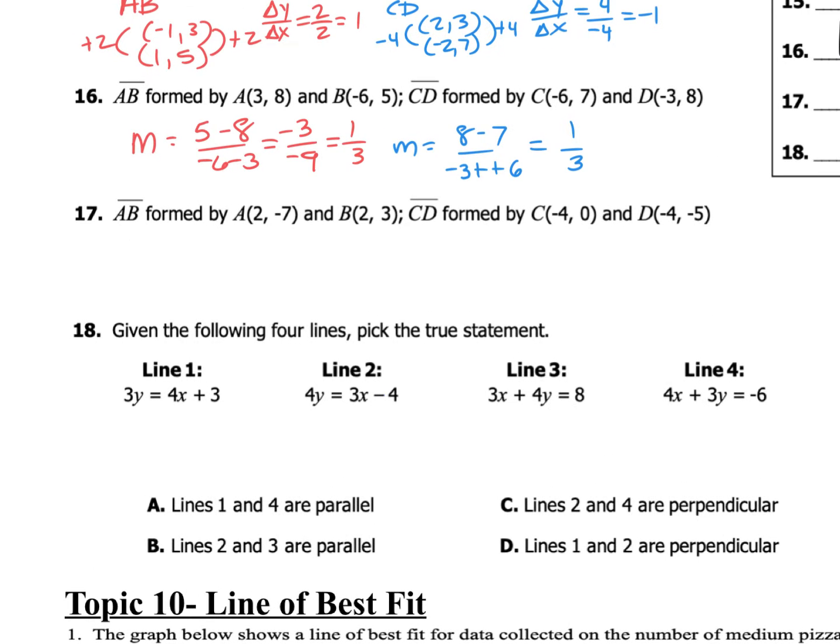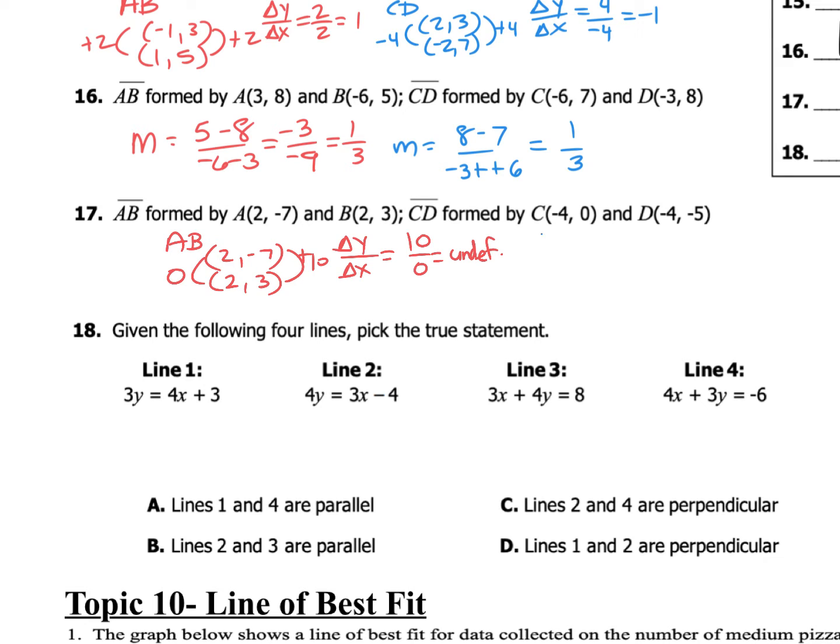All right, 17, AB. We got 2, negative 7, 2, 3. So we got the change in y over the change in x as 10 over 0, which is undefined slope. Okay, undefined. Anytime 0 is in the denominator.